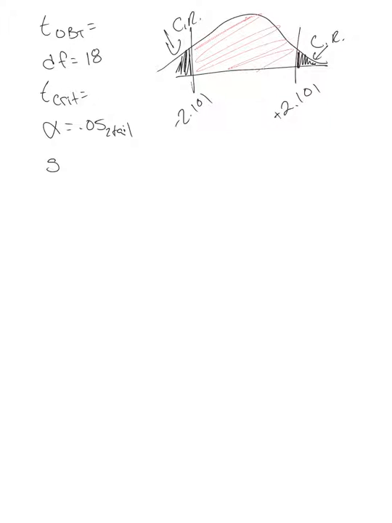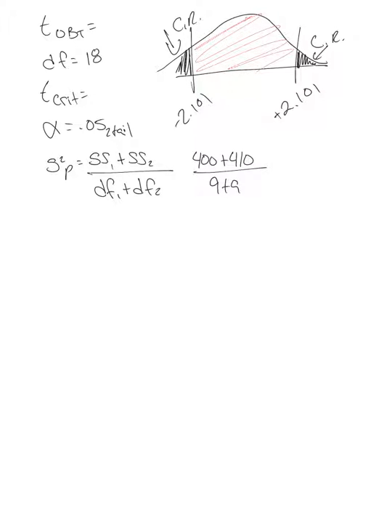So the first thing we need to do is find our pooled variance. Pooled variance is the sum of squares for the first group plus the sum of squares for the second group, divided by the degrees of freedom for the first group plus the degrees of freedom for the second group. In our case, we have 400 as our sum of squares for our alcoholics, and 410 for the non-alcoholics, divided by 9 plus 9, or 810 divided by 18. So our pooled variance is 45.